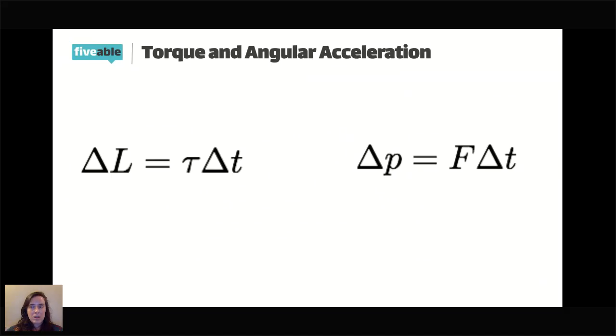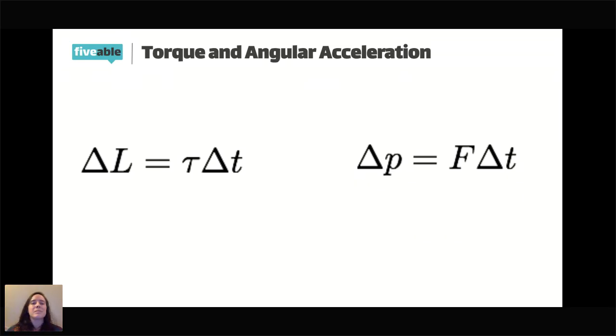Last week we talked about how for every linear kinematic equation, there was a rotational analog that went along with that. Every time you saw acceleration in your kinematic equations, you saw angular acceleration in the rotational ones. Velocity had angular velocity. Position had angular position. The same kind of works here. Anywhere you see regular momentum, or delta P, you get angular momentum, delta L. Anytime you see force, you can replace it with torque. And time is just time, no matter if you're going in a straight line or in a circle, so that stays the same.